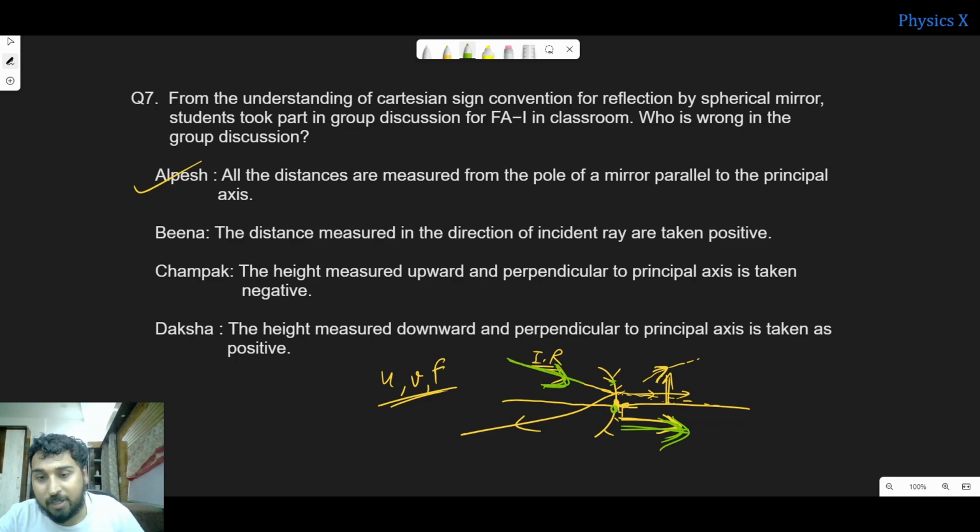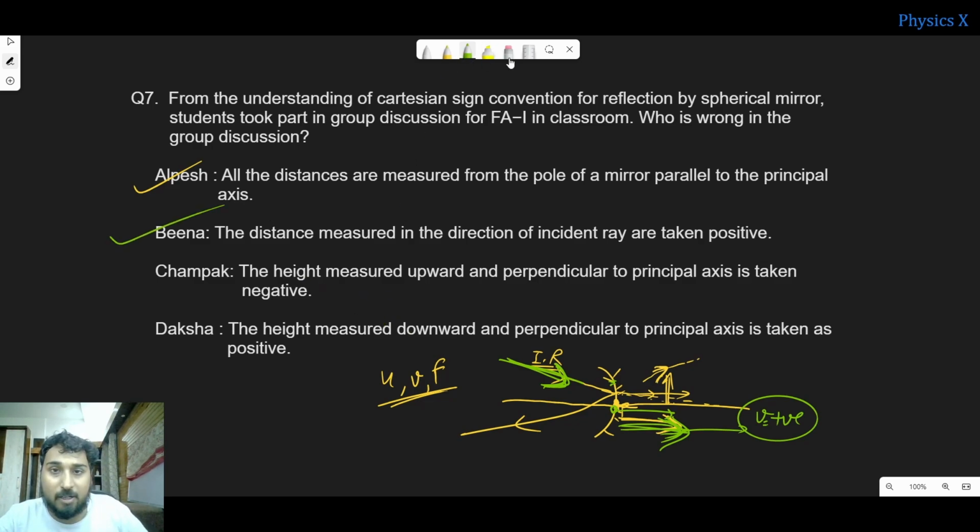We are measuring V from here to here. An incident ray is like this only. So this time also, we take V as positive, right? Yes, it is correct that in the incident ray direction, we take the sign as positive. So distances measured in the direction of the incident ray are positive, against the incident ray are negative. Okay, she is also correct.